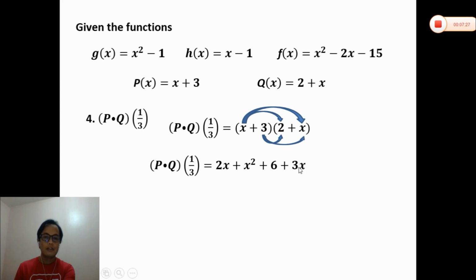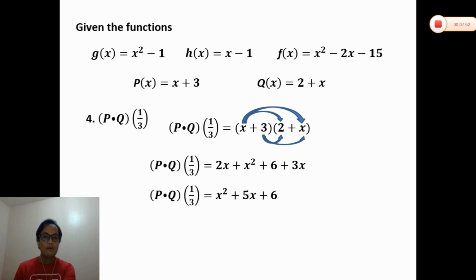Then combine like terms, arrange the terms in descending order of degree. So what must come first must be our first term, x squared. Then we combine the terms 2x, since they are like terms, 2x plus 3x, which is 5x, then we just simply copy 6.